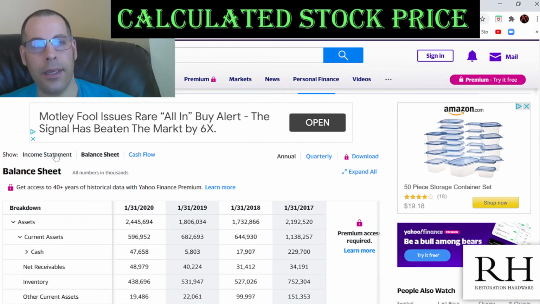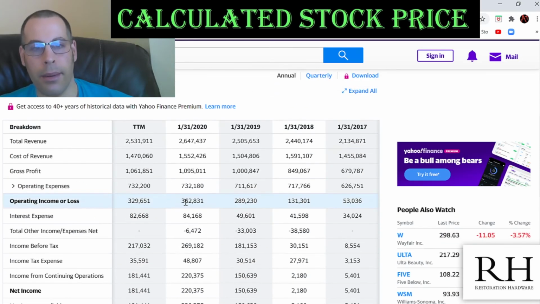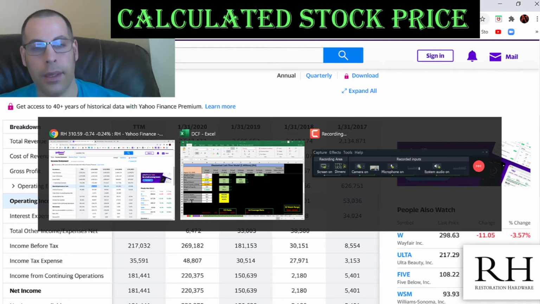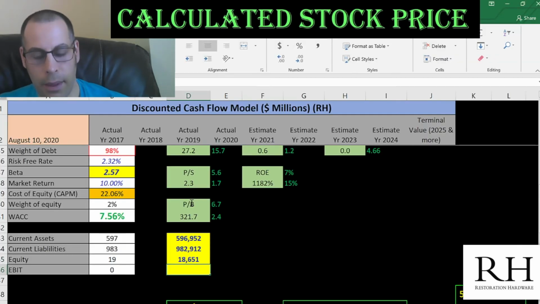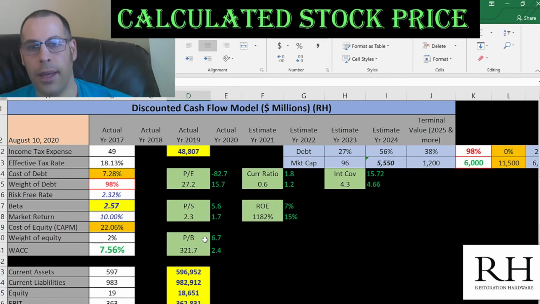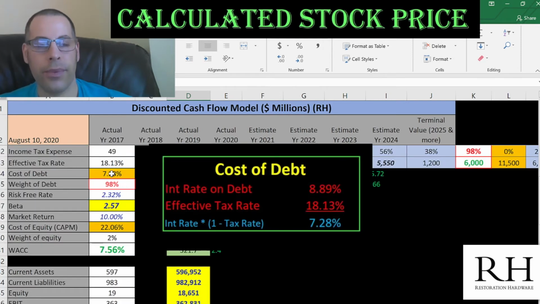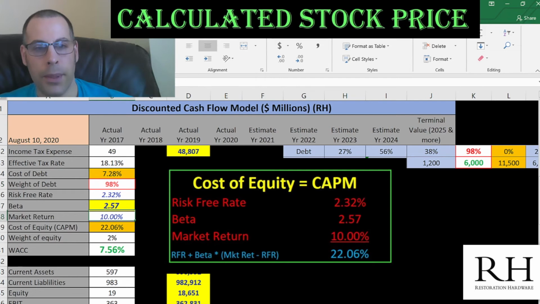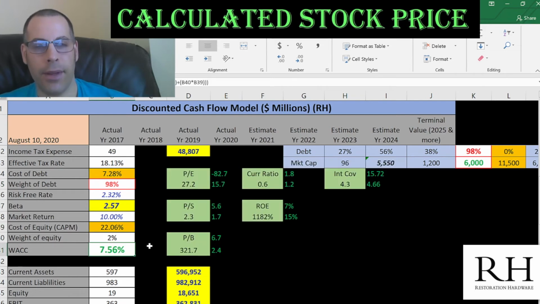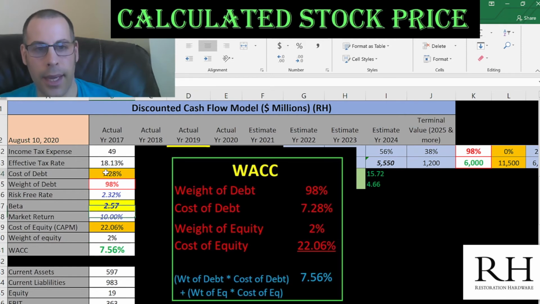Let's look at the income statement. We need the operating income. That's $363 million. That's how much money the company earns from its operational business. And we need that number to calculate the interest coverage ratio later. So the capital structure is 98% debt. The cost of debt is 7.3%, 2% equity, the cost of equity is 22%, and the WACC is 7.5%, which is a blend of the cost of debt and cost of equity, and that's a discount rate we're going to apply to the future cash flows.